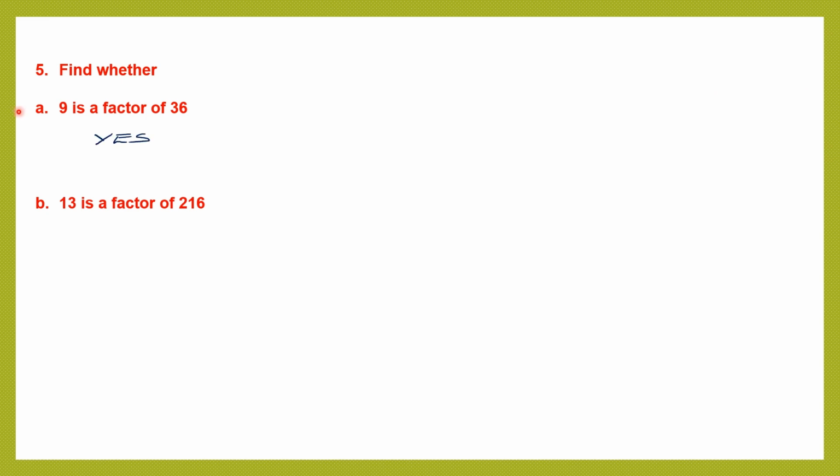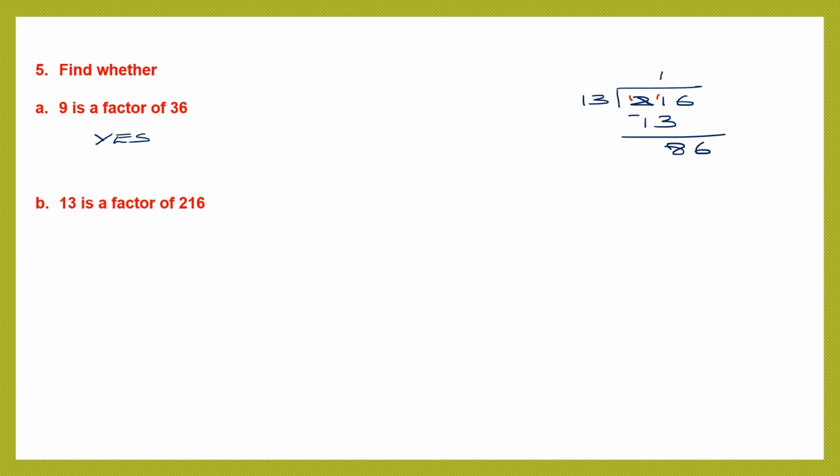Next one. Is 13 a factor of 216? So one way you can do is check whether it's in the tables, or you can divide this number by this and your remainder should be 0. So 216 divided by 13. You can't divide 2 because it's smaller, so take 21. 13 ones are 13 minus. Now here you have to borrow. So here we have 1 and again 11. 11 minus 3 is 8 and we bring down 6.